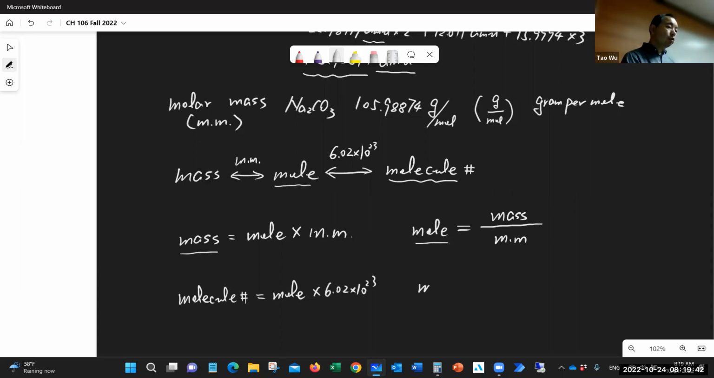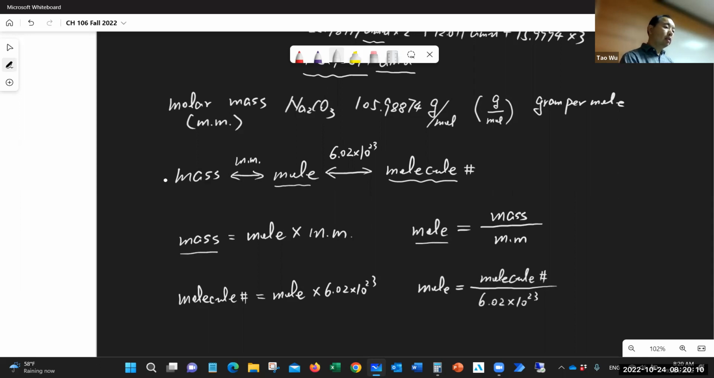But if you want to find the mole from the molecule number, then you have to know... Oh, sorry, opposite. If you want to find the mole, then you have to use the molecule number divided by 6.02 times 10 to the 23rd.